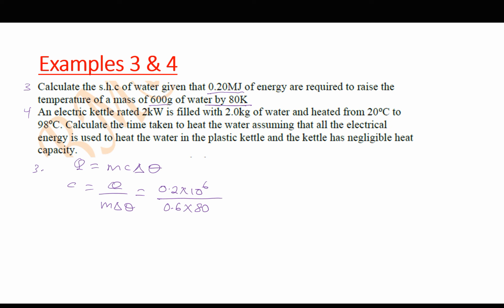Okay, so this is giving us 4.2 times 10 to the power 2... or approximately 4,200 joules per kilogram per Kelvin. So that will be the specific heat capacity. So that is the specific heat capacity of water.